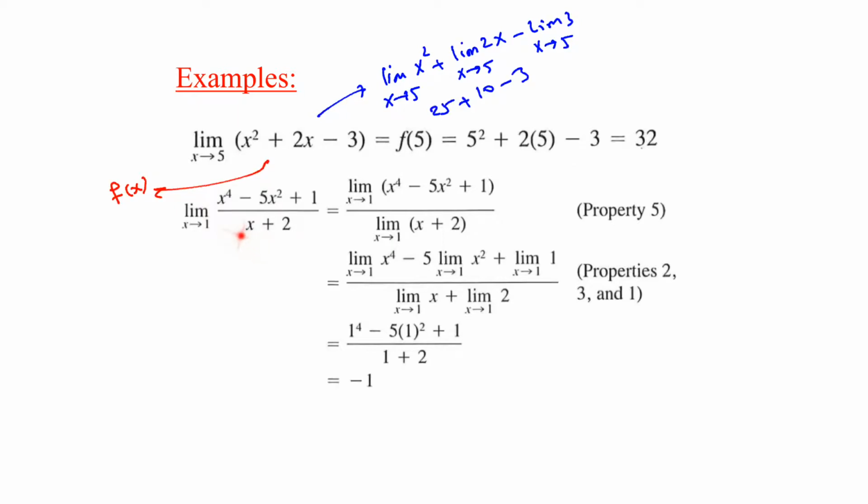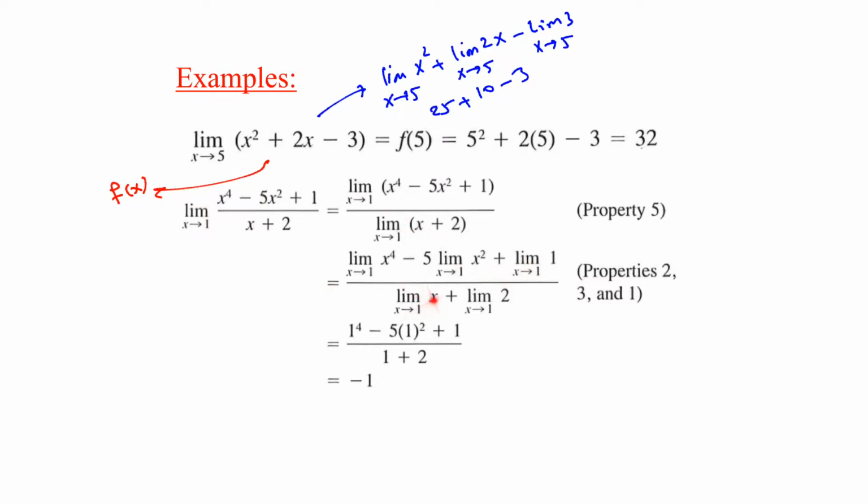Let's use the properties of limit and find the limit of (x^4 minus 5x^2 plus 1) divided by (x plus 2) as x approaches 1. The limit of a division is the division of limits when the denominator is not approaching 0 as x approaches a. Property number 5. Therefore, the given limit is the limit of x^4 minus 5x^2 plus 1 over x plus 2 as x approaches 1. The limit of x^4 minus 5x^2 plus 1 is the limit of x^4 minus 5 times the limit of x^2 plus the limit of 1 as x approaches 1.